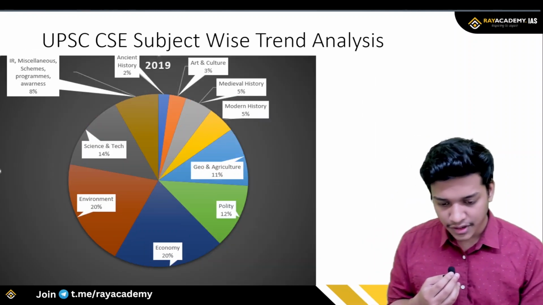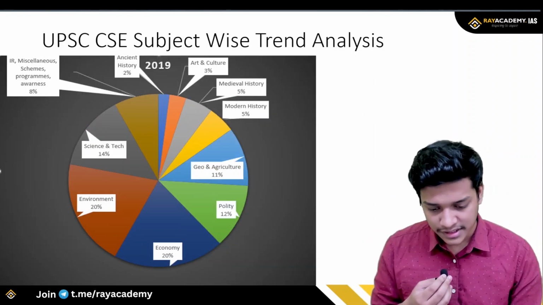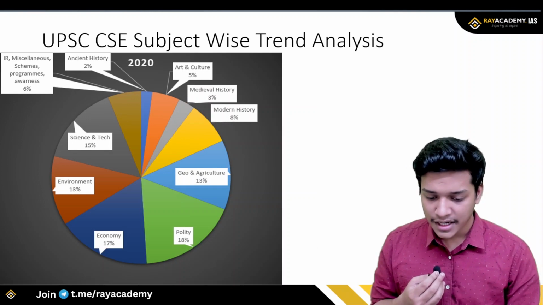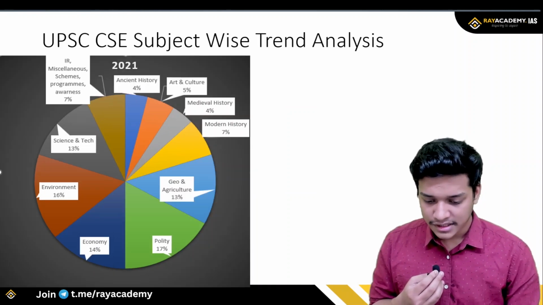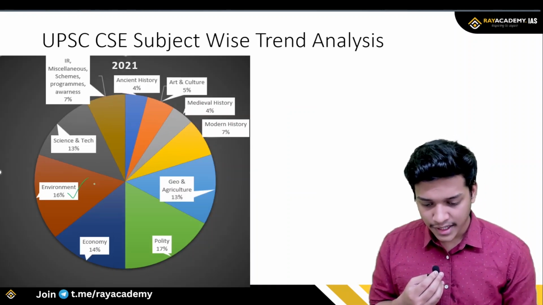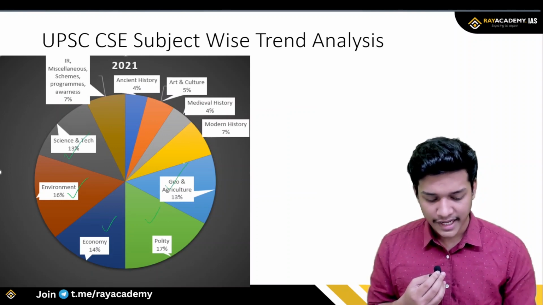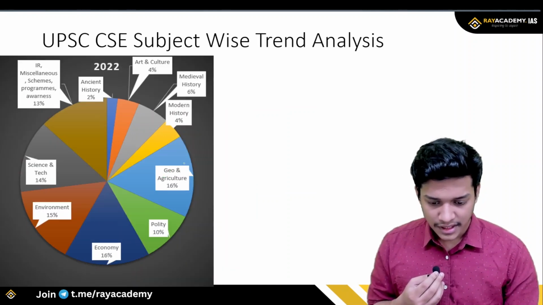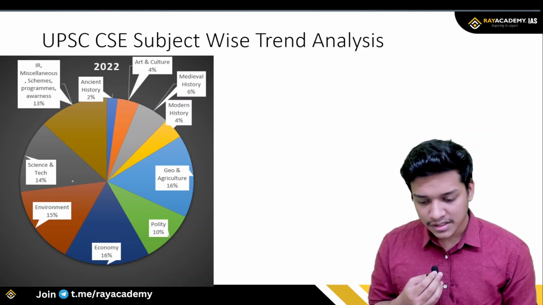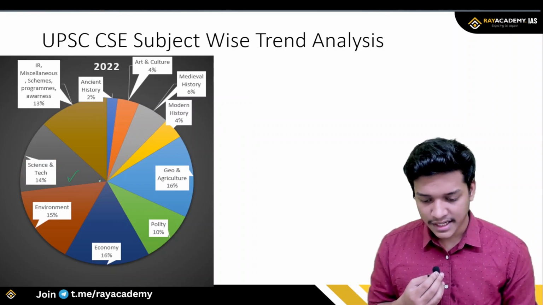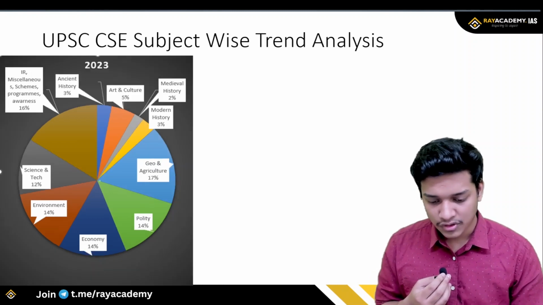Similarly, in 2018, 2019, then you can see 2020, and then you can see 2021 has similar weightage also in environment, economy, science and tech, polity, geography and agriculture. Then in 2022, similar subjects have a high weightage: science and tech, environment, economy, polity, geography and agriculture.